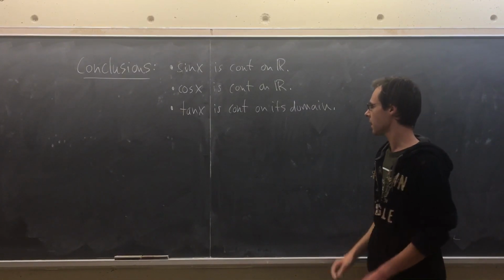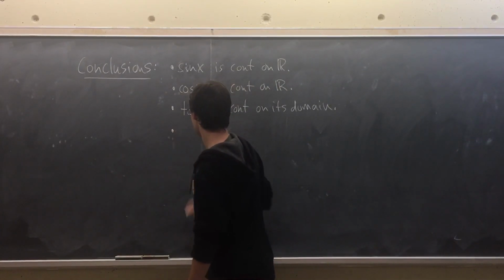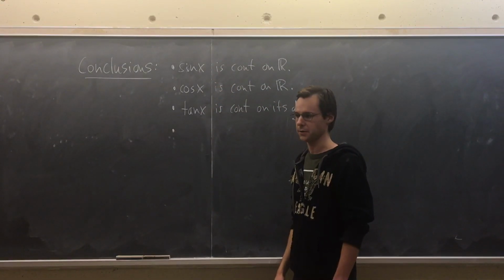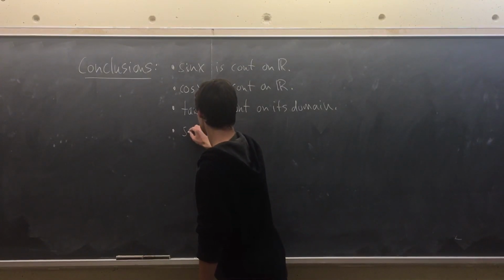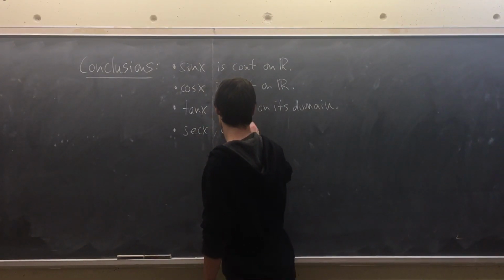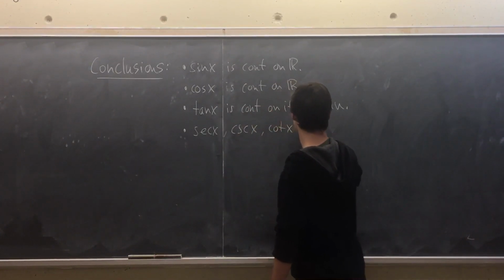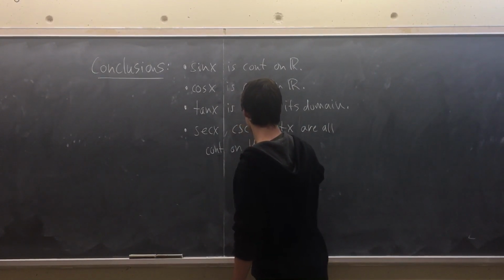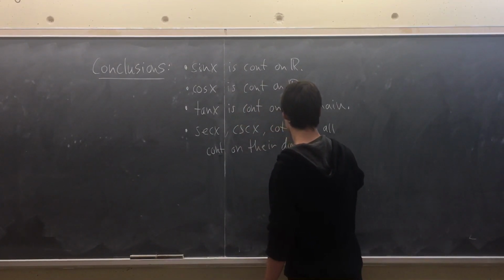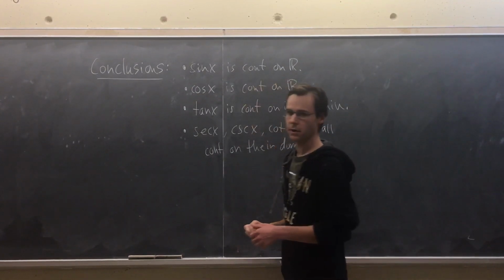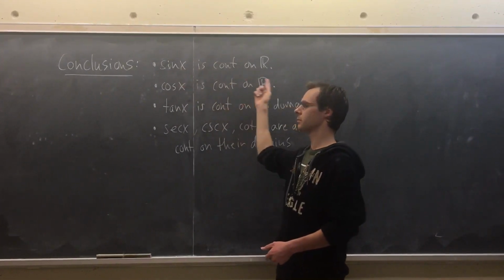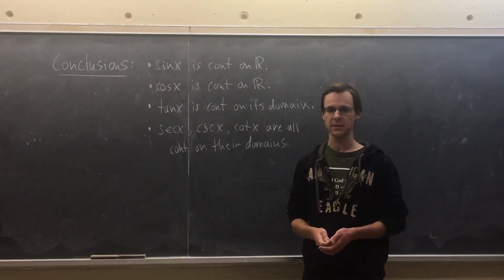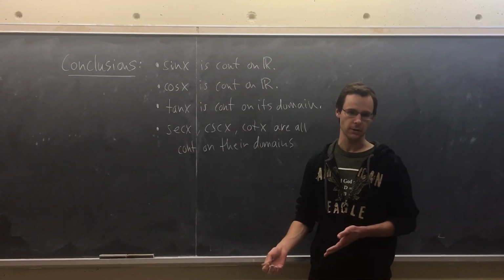Okay? And of course, knowing that, we also know that the reciprocals of all three of these are also continuous on their domains. So secant x, cosecant x, and cotangent x are all continuous on their domains. All right? And all of this follows just from this one proof that we did. Okay? Let's try one more example, this time involving an inverse trig function.